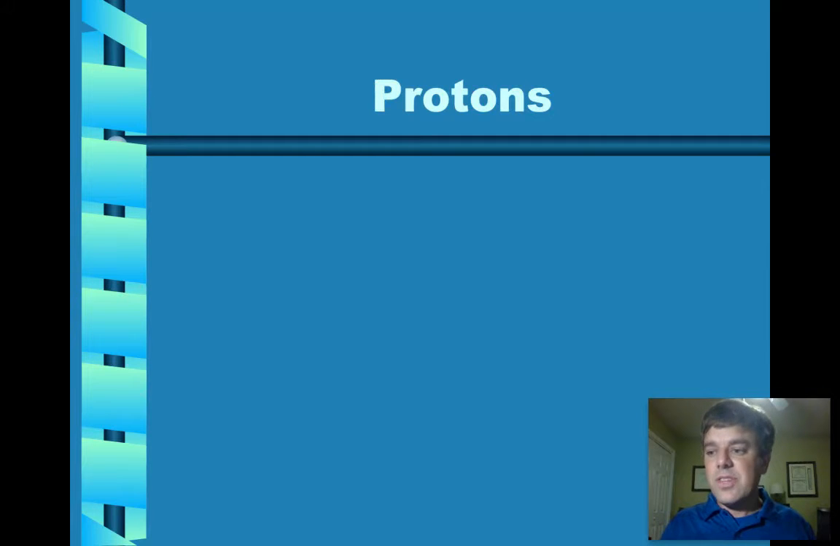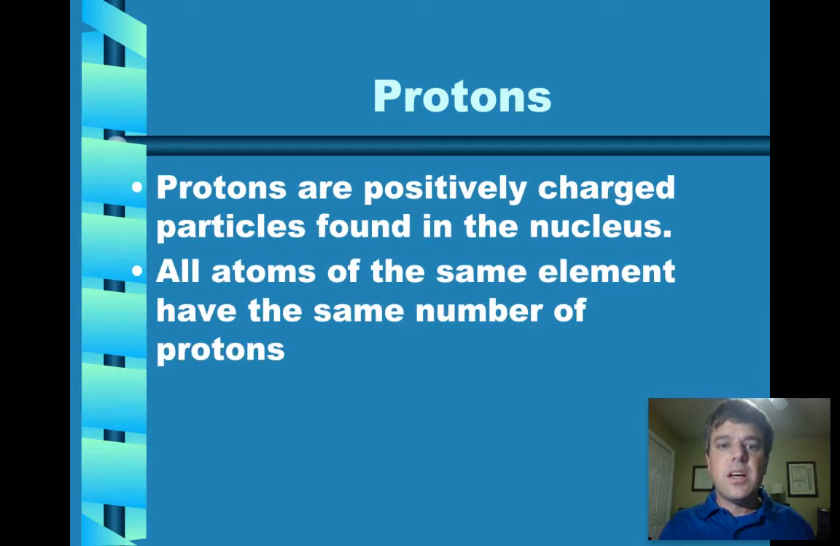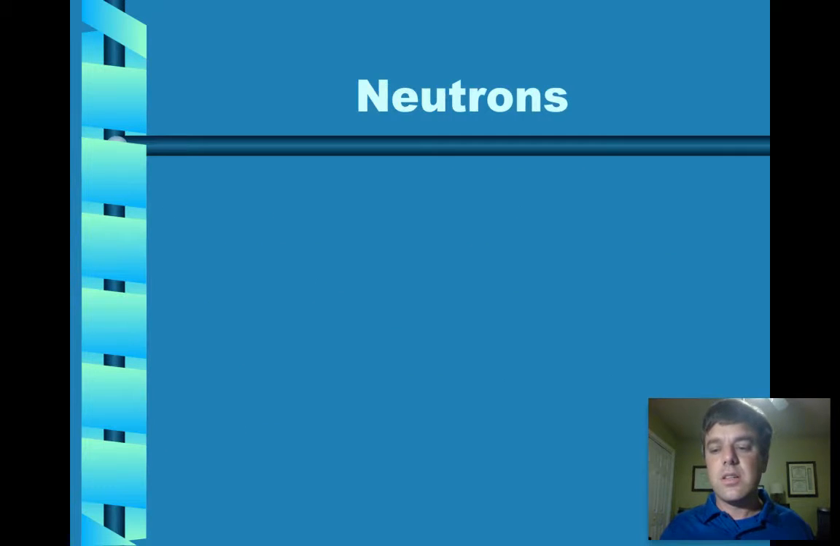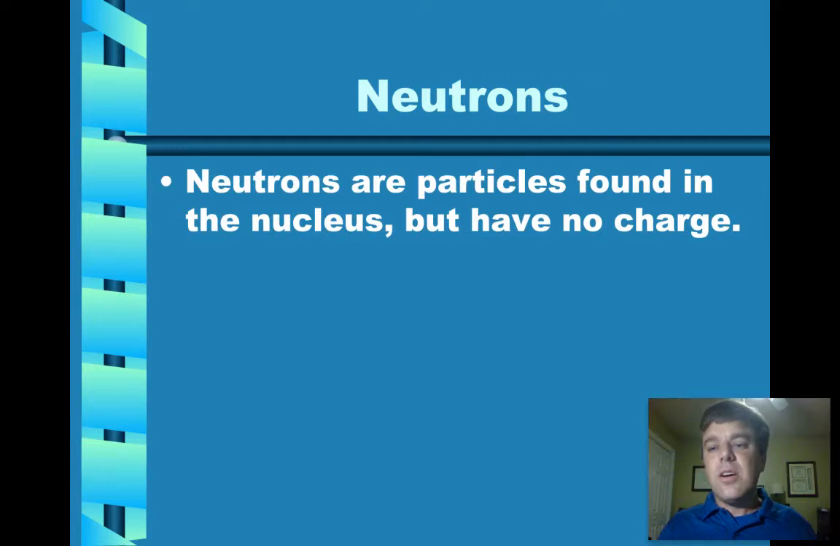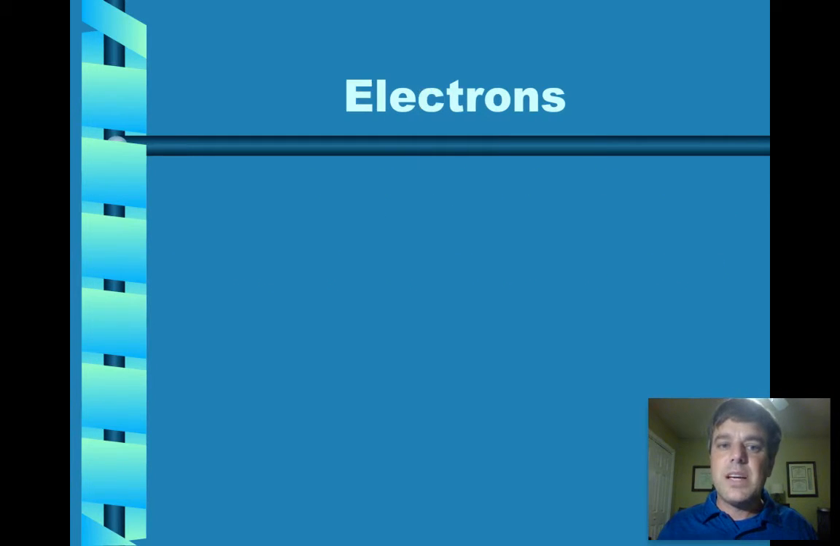I'm going to summarize these next three slides in a little chart that I'll show you in a minute. Protons are positive and in the nucleus. All atoms of the same element have the same number of protons, and one proton has a mass of one atomic mass unit. Neutrons are also in the nucleus, but they have no charge. The lack of charge is why neutrons were the last particle to be discovered, because they don't react to electromagnetic fields. A neutron also weighs one atomic mass unit.